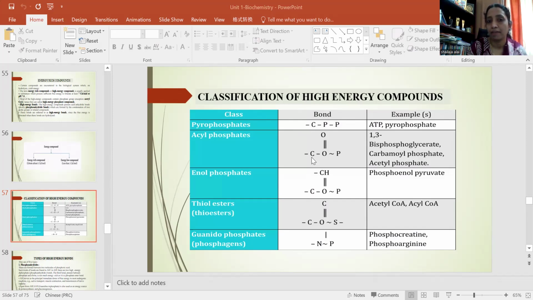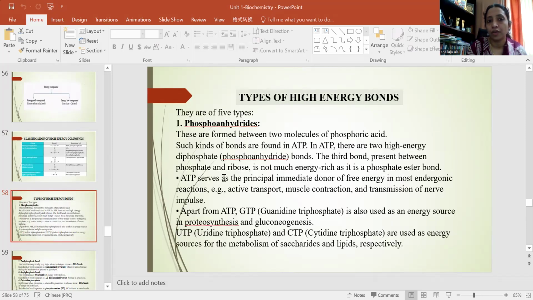Acyl phosphate has an acyl group along with the phosphate groups. Enol phosphates contain an enol group. Thioester contains one sulfur atom. Guanidophosphate contains one nitrogen and a phosphate group. So let us move on one by one. All are energy-rich compounds. The first one is phosphoanhydrides. They are formed between two molecules of phosphoric acid, and these bonds are found in ATP.